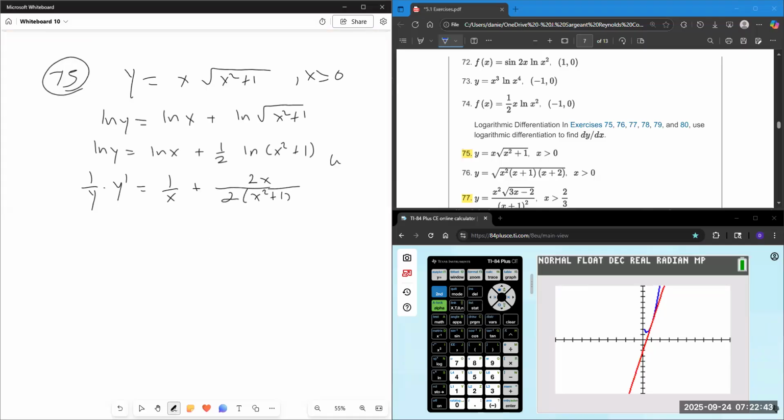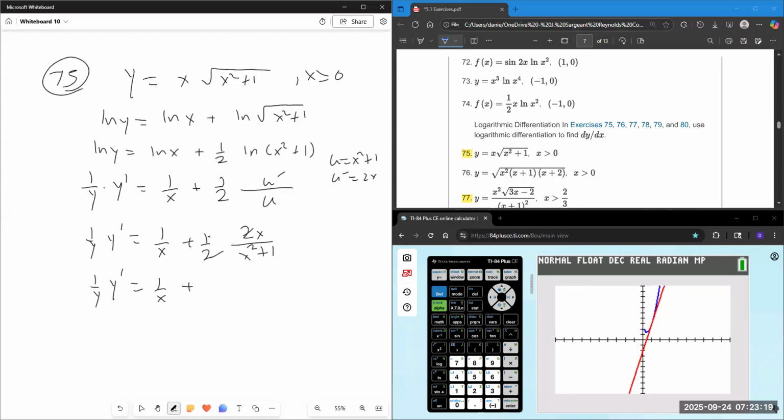u is equal to x squared plus 1, u prime is 2x. So this is 1/2 of 1 over u times u prime, or with u prime in the top. So 1 over y times y prime was 1 over x plus 1 over 2, and this was 2x, and this was x squared plus 1. The 2's cancel and give me 1 over y times y prime is 1 over x plus x over x squared plus 1.